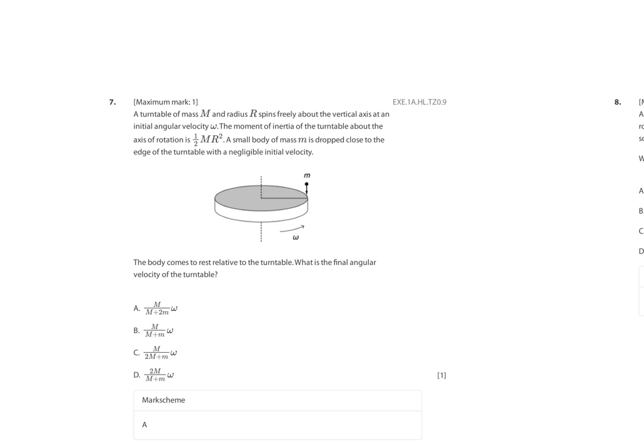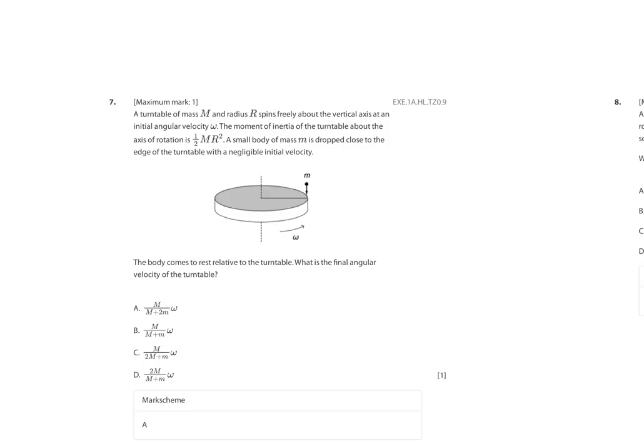So basically, you have a turntable that is spinning, and then you drop a mass onto that turntable, and it says the mass comes to rest relative to the turntable. In other words, it's dropped onto the turntable, and then is rotating with the turntable. So in essence, what you did was you increased the mass of the turntable. And so this is very interesting, but this would be considered a collision problem.